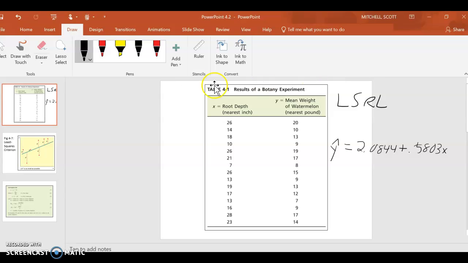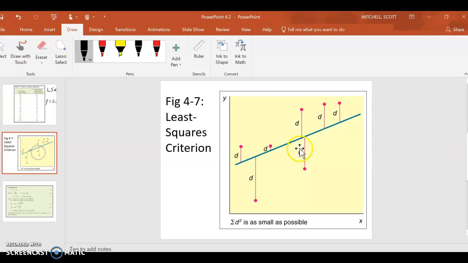So what we do with it, or where it comes from: here's your line, here's the data. It takes all these distances, it turns them into squares. Not drawing my squares very well, but it turns them into squares.